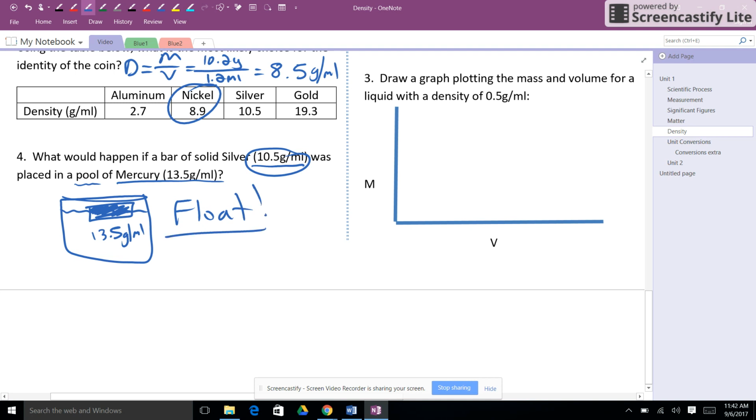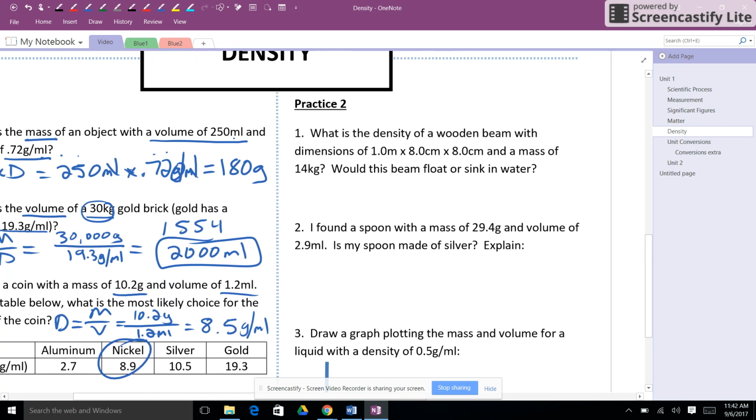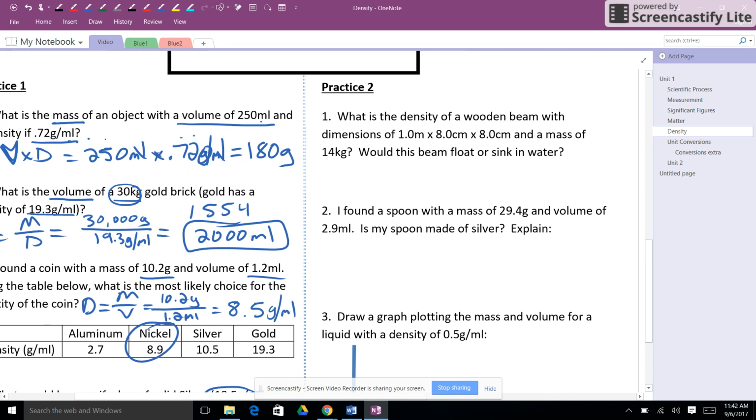Let's try a couple of the practice 2s just because we're here. Let's expand on what we've been practicing. So question 1 is, what is the density of a wooden beam with dimensions of 1.0 meters times 8 centimeters times 8 centimeters, and has a mass of 14 kilograms? And then further it asks, would this beam float or sink in water? So first off, let's find that density.